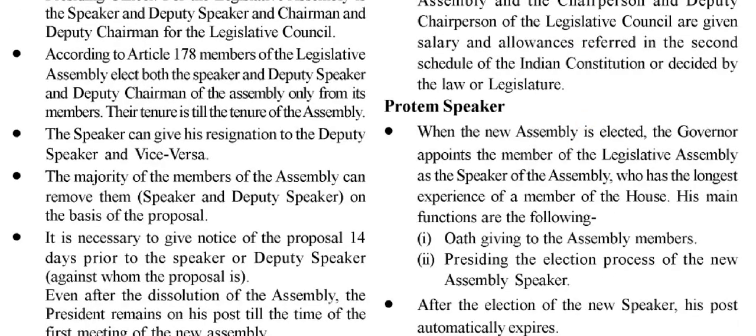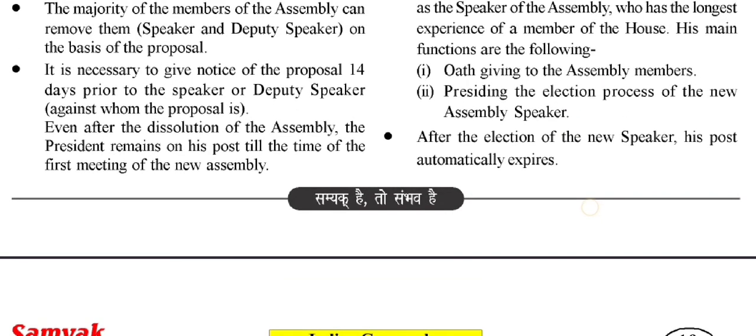Pro tem Speaker. When the new Assembly is elected, the Governor appoints the member of the Legislative Assembly who has the longest experience as a member of the House as the Speaker of the Assembly. His main functions are the following: giving oath to the Assembly members, and presiding over the election process of the new Assembly Speaker. After the election of the new Speaker, his post automatically expires.